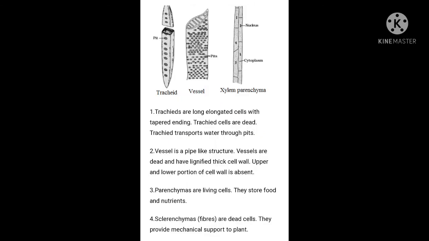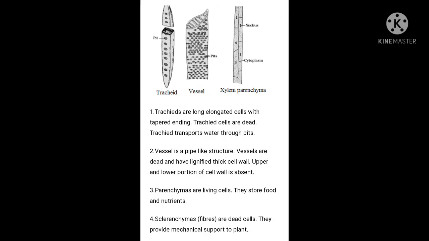Okay, so we have seen that the xylem carries water from the roots to the different parts of the plant. Now, we have seen that xylem is divided again into a few types, that is tracheids, vessels, xylem parenchyma, then xylem fibers, that is the xylem sclerenchyma. So now we will see one by one what these tracheids in the xylem are.